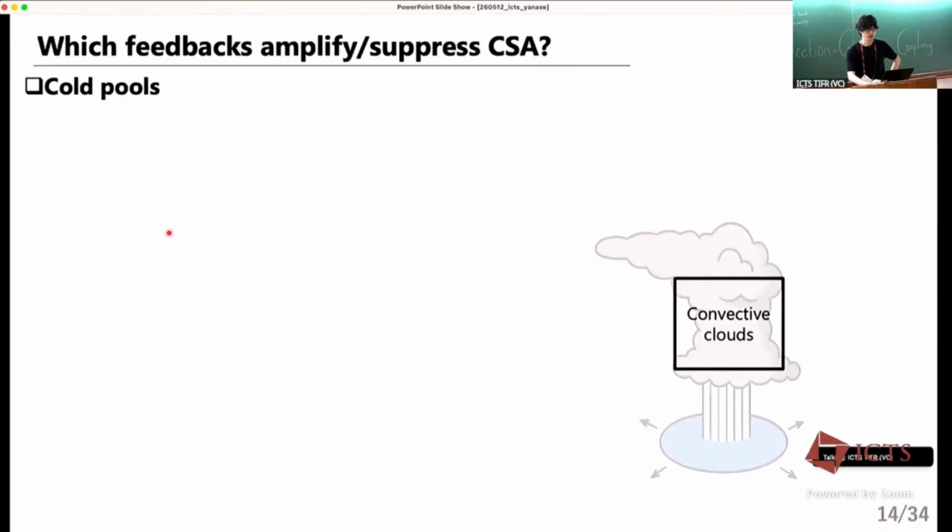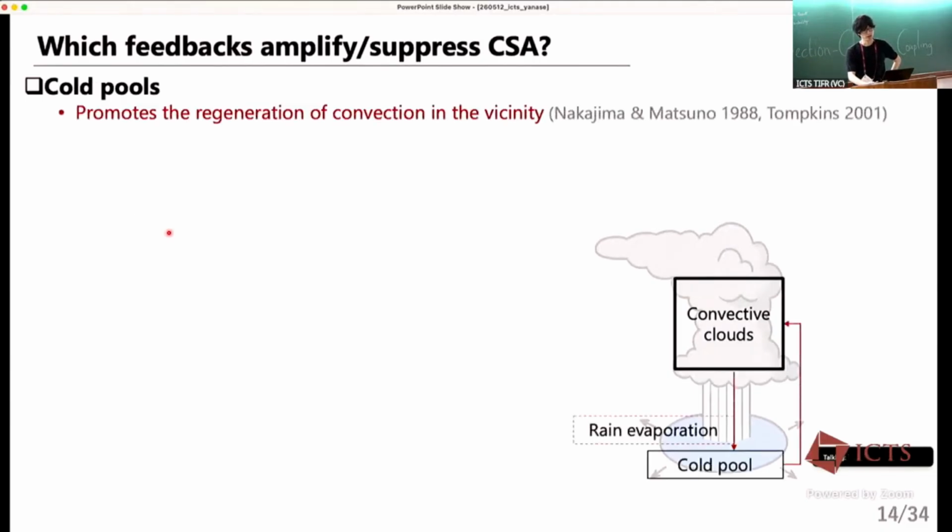One example is cold pools. If we have convective clouds, we have rain, and with rain there is rain evaporation, and cold pools are produced in the lower troposphere. When a cold pool spreads, it is known to promote new convection triggering in the vicinity. This is numerically reported, and maybe supported by some observational studies. That is one positive feedback aspect of cold pools.